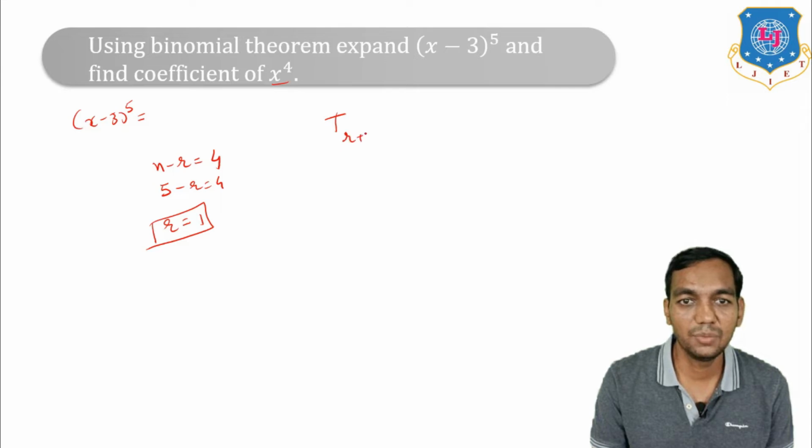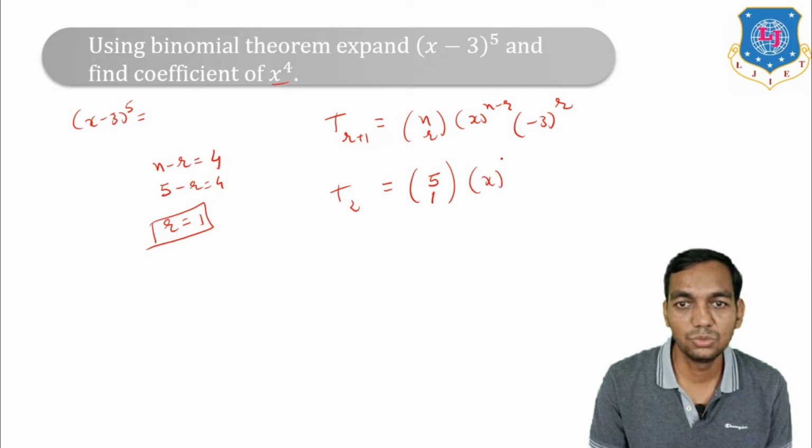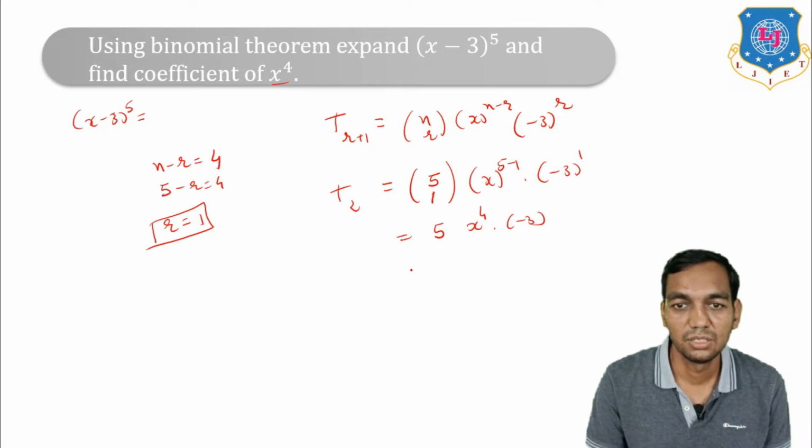So T of r plus 1 has the formula nCr, correct? First term is x, so x raised to n minus r. Second term is minus 3, so minus 3 raised to r, correct? But r has a value 1. So here T2 will be n is 5, 5C1 into x raised to 5 minus 1 into minus 3 raised to 1. But 5C1 has a value 5. This is going to be x raised to 4 and this is going to be minus 3. So you will get minus 15x raised to 4.